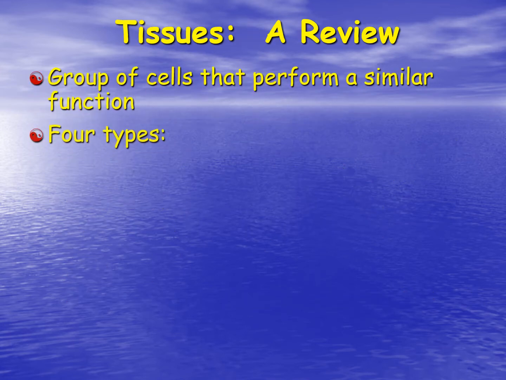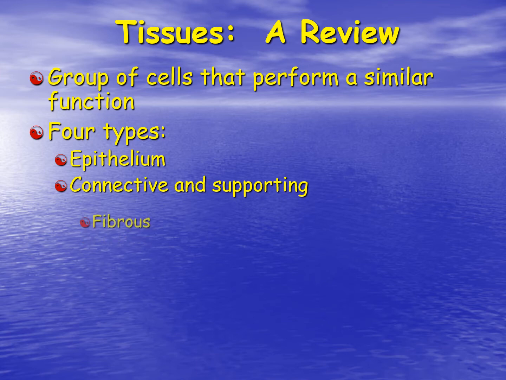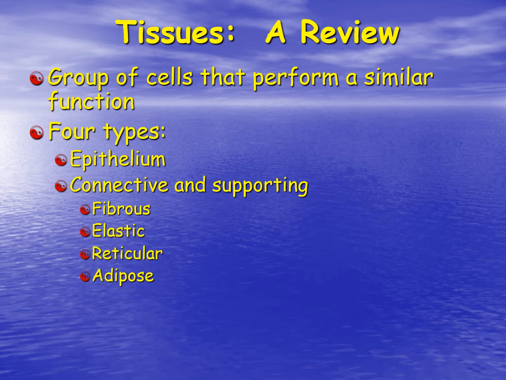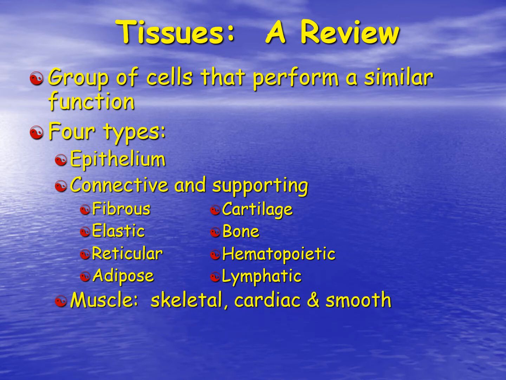Tissues, groups of cells that perform similar functions, and there are four major types. Epithelium, that covers the body surfaces, both internal and external. The connective tissues, which are the supportive tissues of the body. And this can be fibrous connective tissue, elastic, reticular, adipose, which is fat, cartilage, bone, hemopoietic, which is the blood, and lymphatic. Muscle, consisting of the skeletal, cardiac, and smooth muscles. And of course, the nervous system.